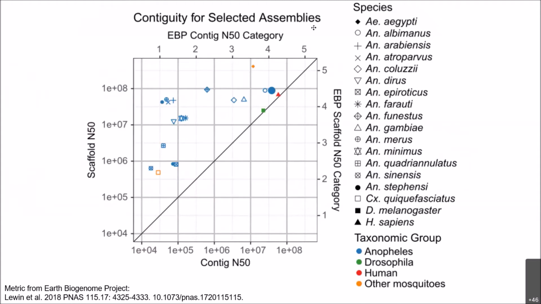On the x-axis, you have the contig N50, which is the length of the middle contig. In other words, any contig bigger than that makes up half of the genome if you sum up all the contigs. And the y-axis is the scaffold N50, which is just what happens when you chain those contigs together into the appropriate order and orientation. This is just a way to say that the closer to the upper right-hand corner you are, the better you're doing at assembling your genome.